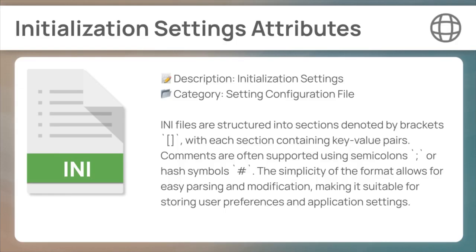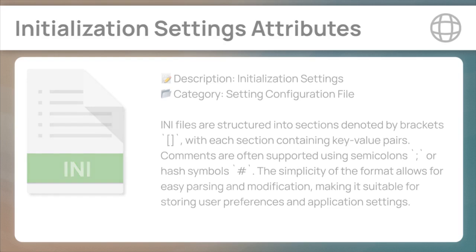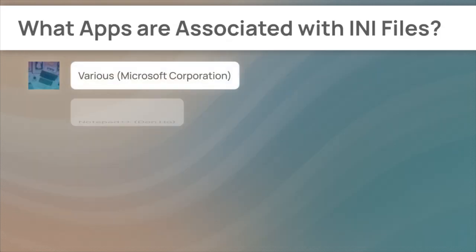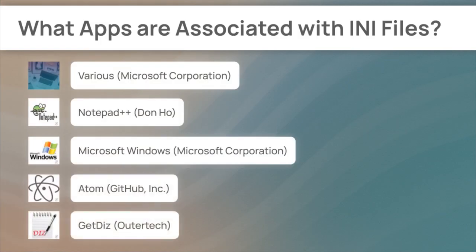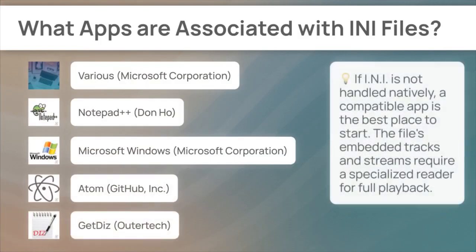The simplicity of the format allows for easy parsing and modification, making it suitable for storing user preferences and application settings. For reliable access to INI, start with a compatible app. Windows cannot fully extract this archive type, requiring dedicated extraction software. Windows may open the file easily, but safe modification requires knowledge of each setting's effect.